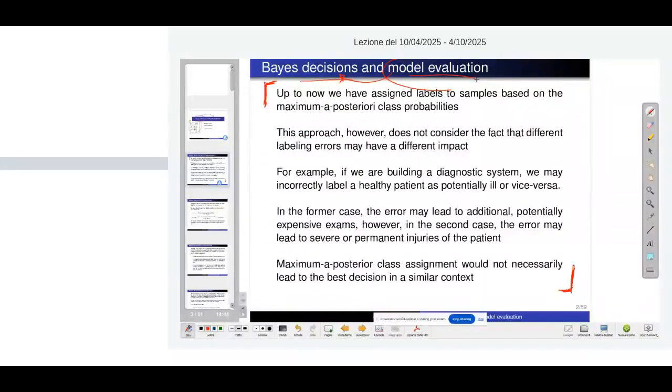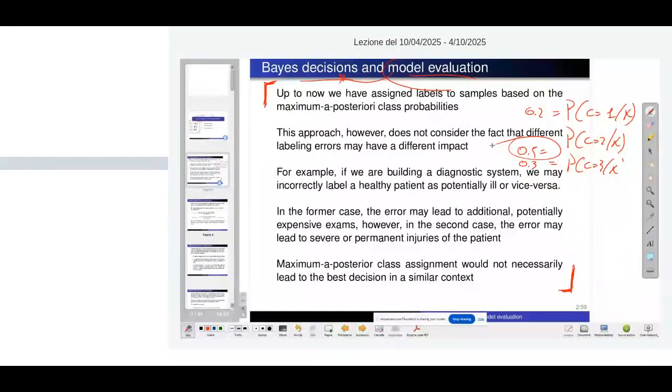Let's start with questioning the way we made our decisions. We said, if we have a multi-class problem, then let's compute class posterior for all the classes, and then let's imagine that these are the outputs. Then we would assign the point to class 2 in this case, because that's the class that has higher probability of being the class of the sample.